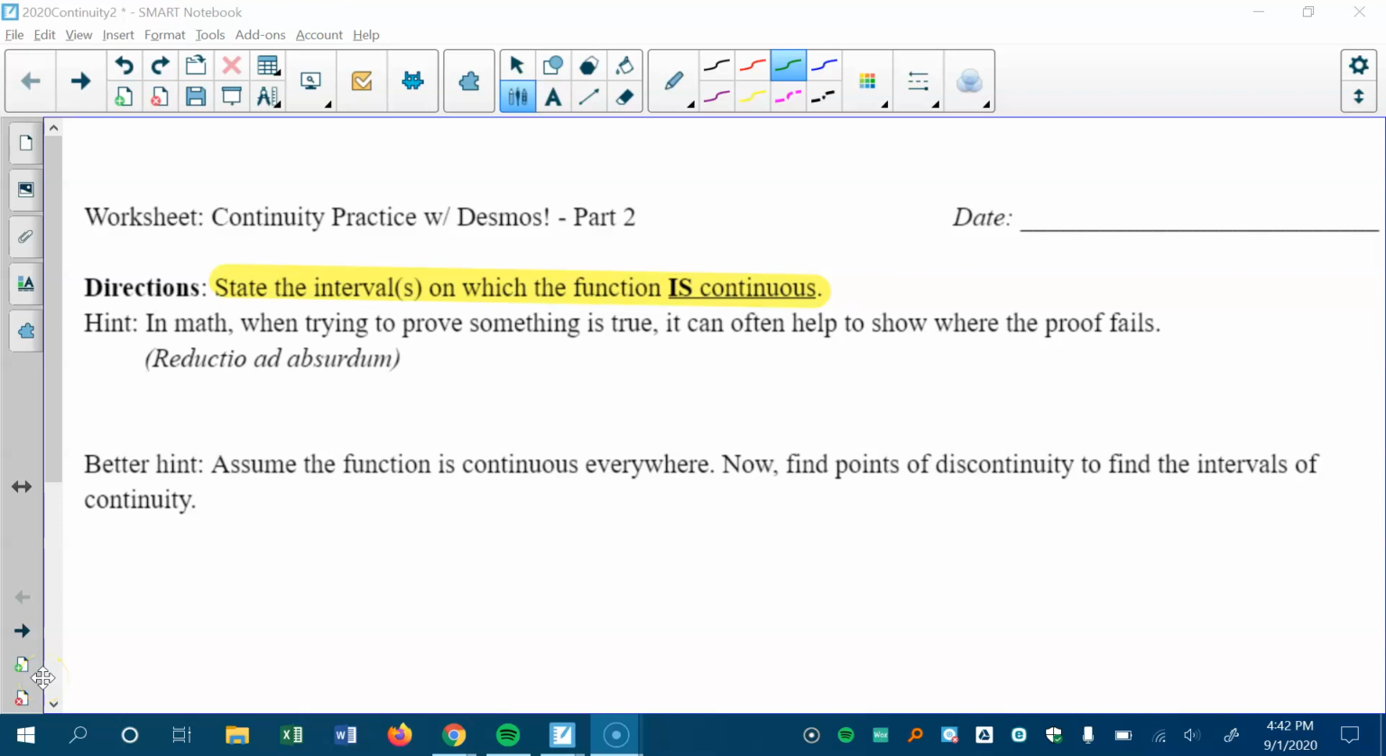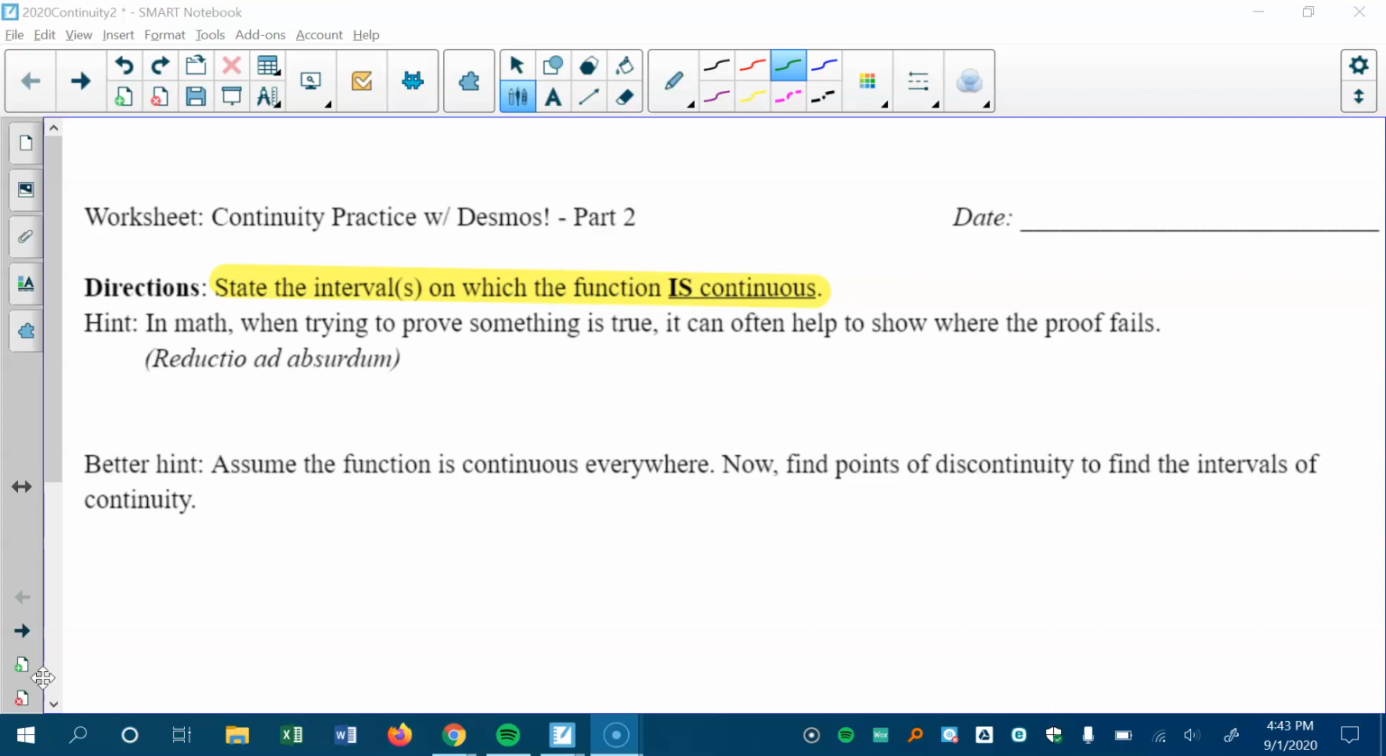Hello, everybody. This is going to be on page 14, a worksheet, Continuity Practice with Desmos, Part 2. So our objective today is to state the interval on where the function is continuous. And sometimes when we're trying to state continuity, what we actually want to look at is things that aren't continuous.